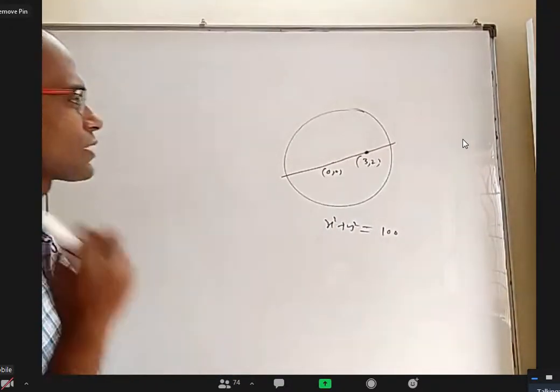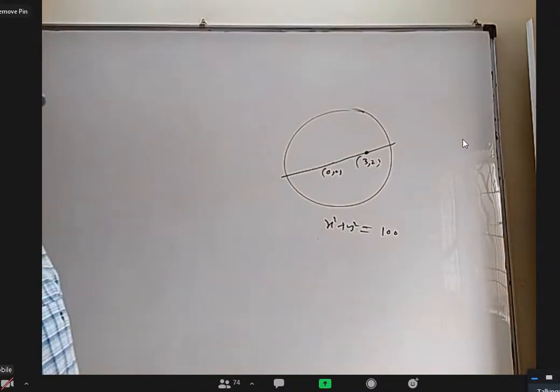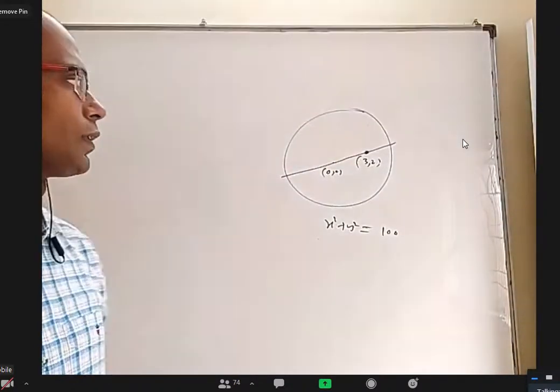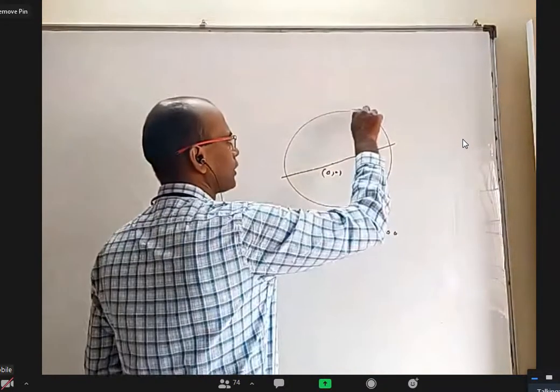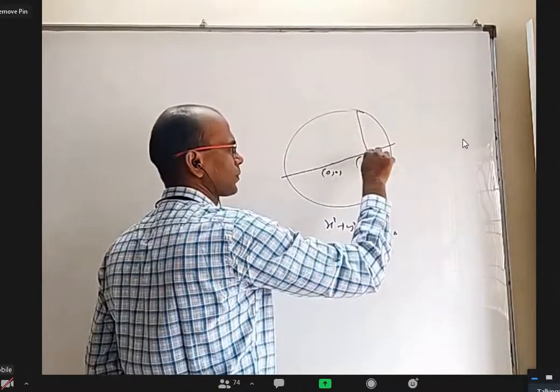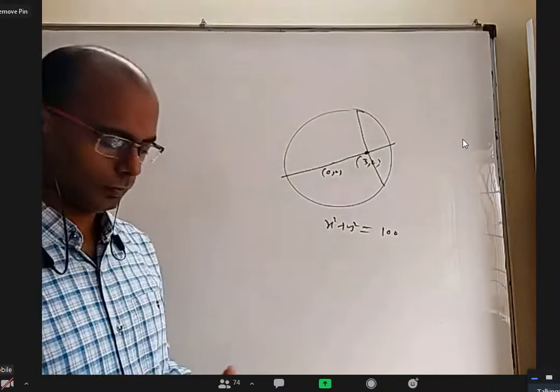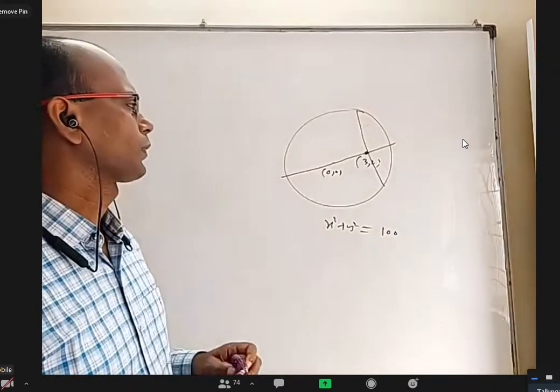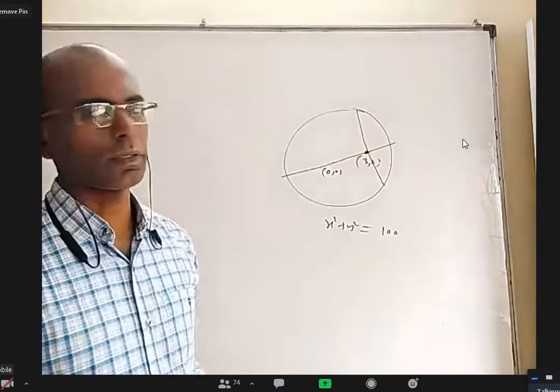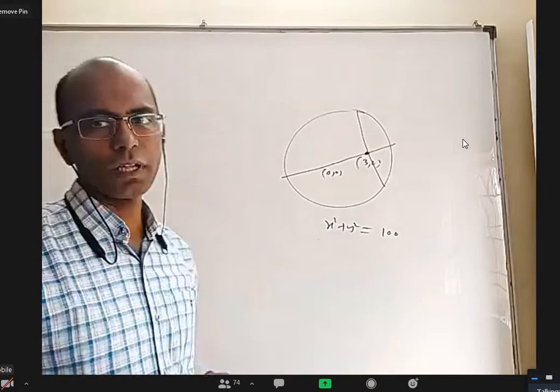Which chord will have least length out of all the chords? Perpendicular to the perpendicular distance and passing through the fixed point. Yeah, there will be one chord like this. Okay. And how to find its equation? Sir, we know the point and we know the slope, so find the slope. Okay. And how to find the length of that?